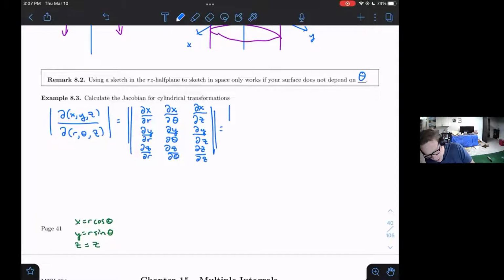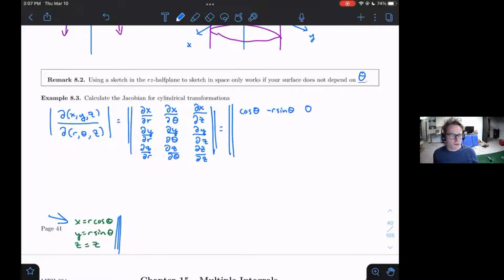Okay, so let's go ahead and calculate. If we take the derivative of our x transformation with respect to r, so again, I'm looking down here at this one right here. If I take the derivative with respect to r, I'm just going to have cosine of theta left. If I take the derivative of x with respect to theta, I'm going to have negative r sine of theta. And if I take the derivative of x with respect to z, well, I don't see any z's in there, so that's constant with respect to z, and I'm going to have 0.